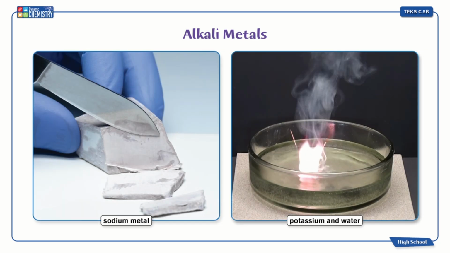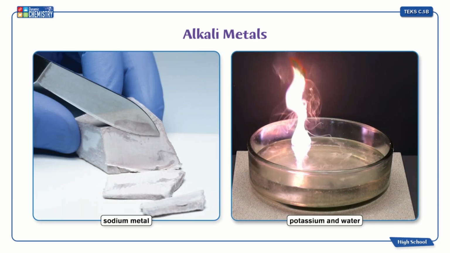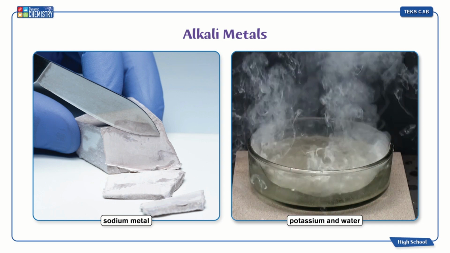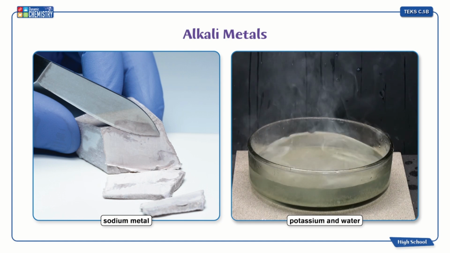Alkali metals have one valence electron in their s orbital, making them extremely reactive. This electron can be readily lost to form a cation with a +1 charge.